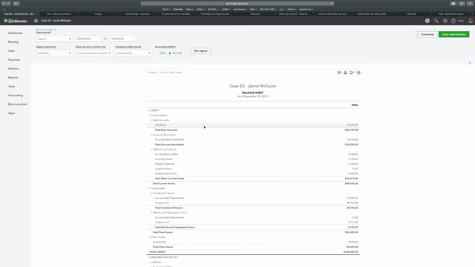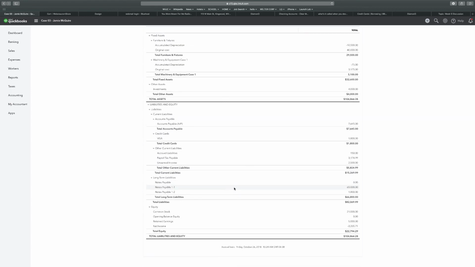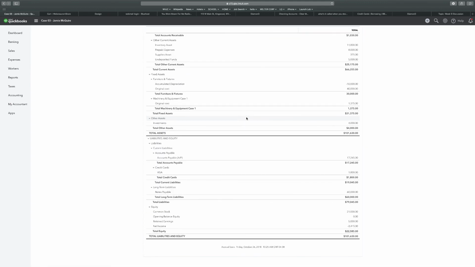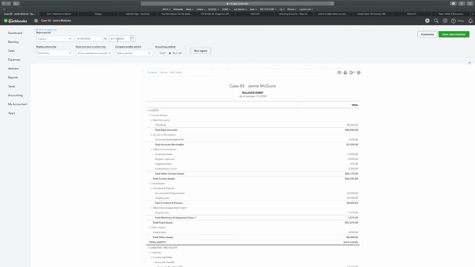And that's because when you do a balance sheet, it's a snapshot in time, and it's based on this last date. It has nothing to do with this first one. You can change this first one, but it's not going to affect your numbers. Only this date right here will affect your numbers. All right, so to show you that, let's change this back to 1/1 of 18, and let's change this to 1/15 of 18. And you'll see these numbers change, because right now you're at 104,864, Run Report, 101,630. That's changed because we had transactions that happened after the 15th that affected our balance sheet.